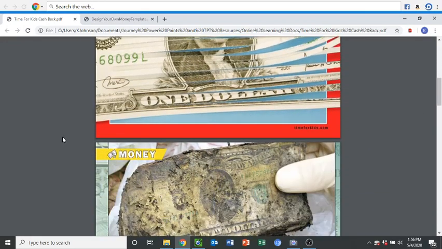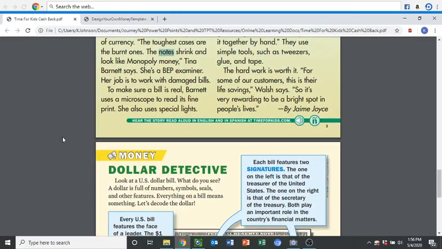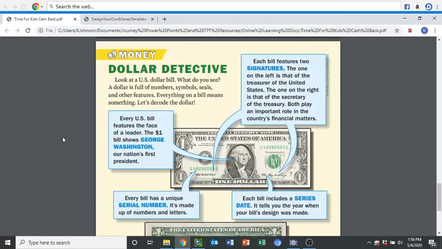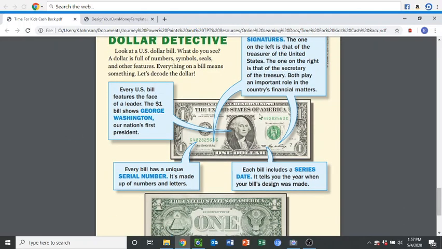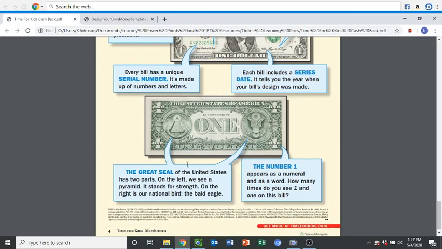Cash Back. Remember, on the very back, you learned some really cool things about money, and on the back you became a dollar detective, and it taught you about the different components of a $1 bill. It told you about the series number, the date, the serial number, who's on the front, and how it has to have certain signatures. And then on the back, we learned about the Great Seal. You learned about the pyramid and the bald eagle, and the numbers and how they're written in numeral form and word form.